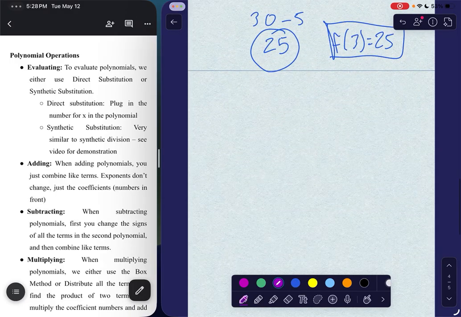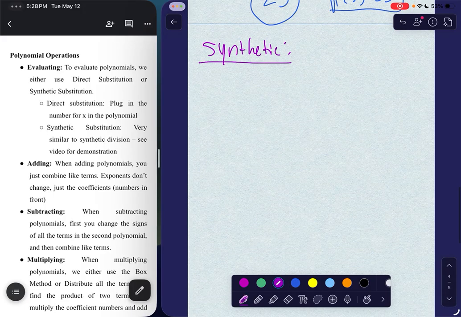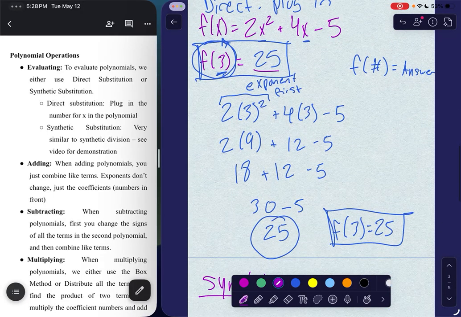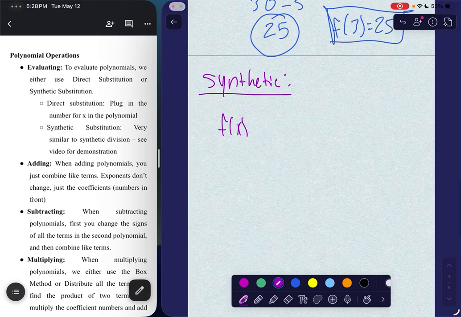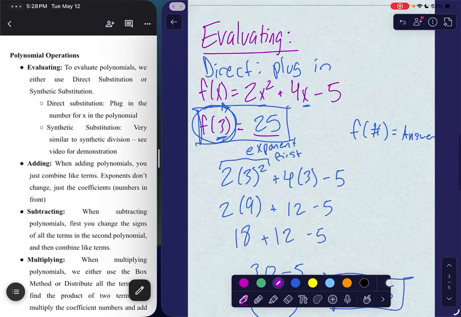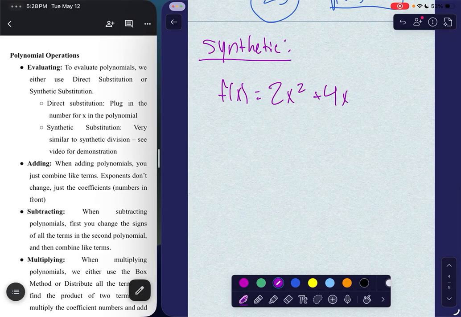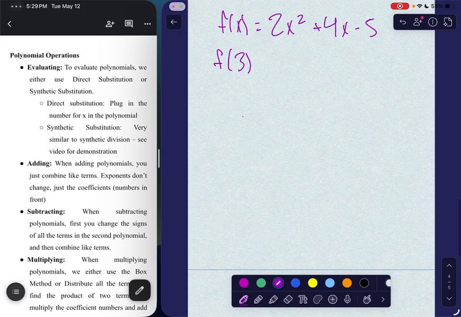Now the other way is synthetic, right? We'll use the same problem. We have f of x equals 2x squared plus 4x minus 5. They say find f of 3. So we set up our box the same way, right? The 3 goes on the outside, right? What we're plugging in. And then these coefficients go on the inside. So we have 2, positive 4, not negative 4, and negative 5.